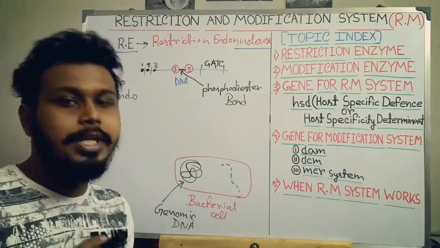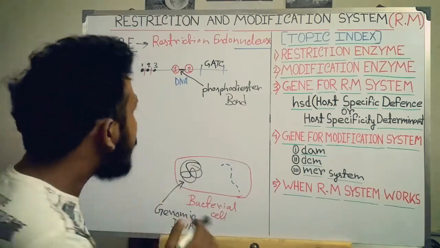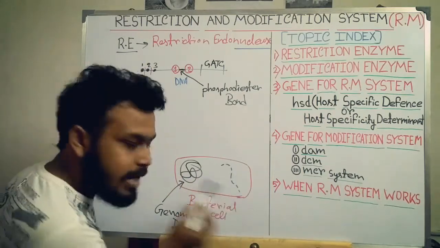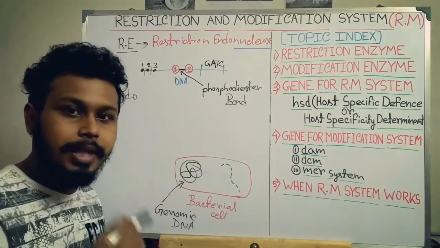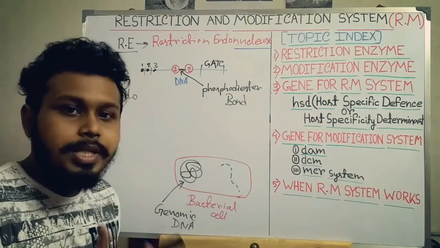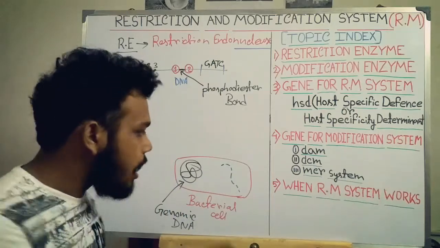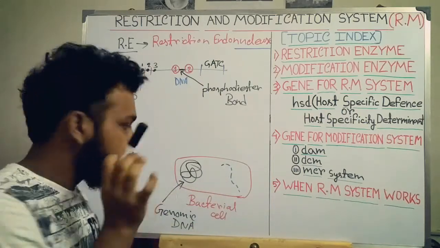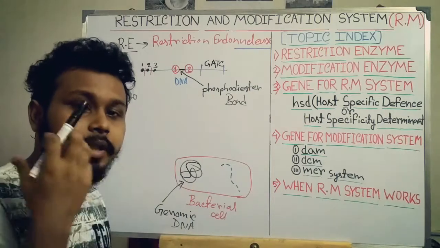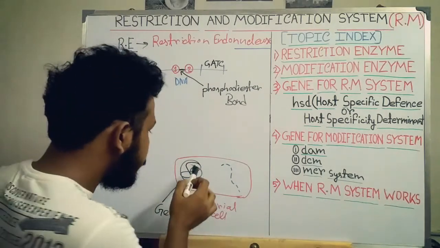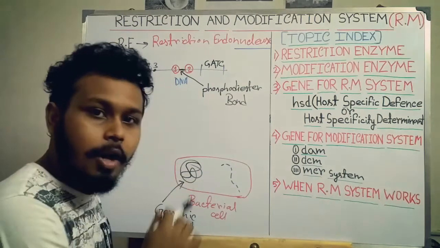And now the most important question is how this restriction enzyme distinguishes the foreign DNA from the genomic DNA. That means, how do they differentiate so that they only cut the foreign DNA, but do not cut the genomic DNA of the bacteria?